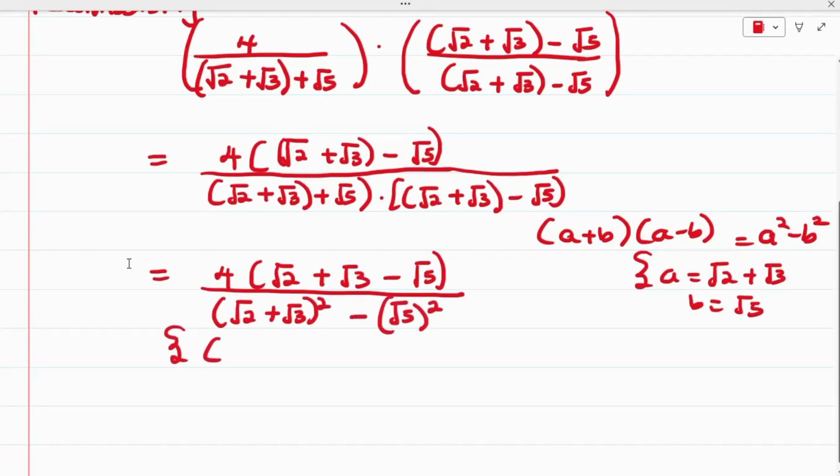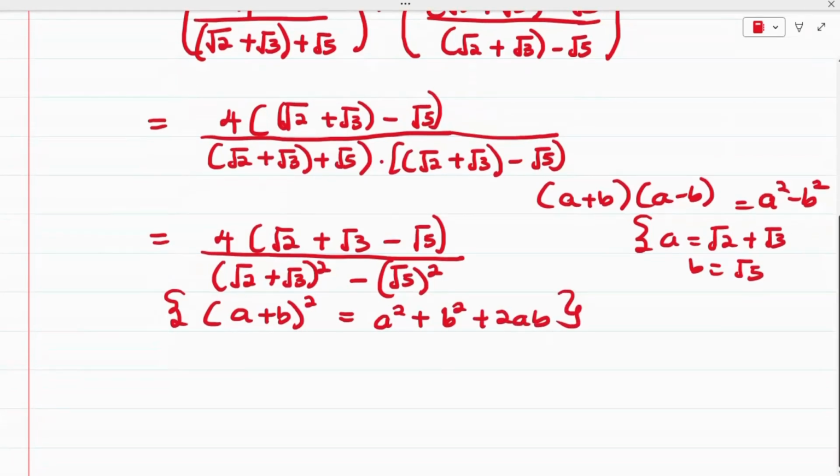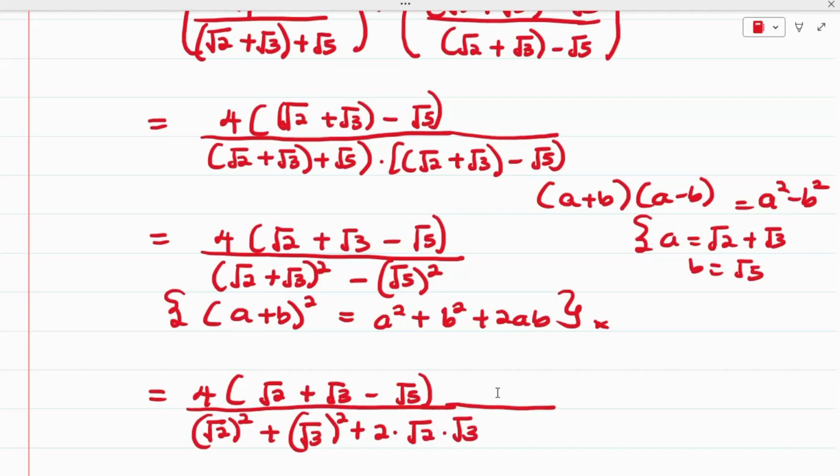So applying this property that says if we have a plus b all squared, this is equal to a squared plus b squared plus 2ab. So we want to apply this to the denominator. So from here we have that this is equal to 4 multiplied by the square root of 2 plus the square root of 3 minus the square root of 5 divided by... Now applying this property, we have this to be the square root of 2 all squared plus the square root of 3 all squared plus 2 multiplied by the square root of 2 multiplied by the square root of 3 minus, this is going to cancel out this, so we have this to be 5.